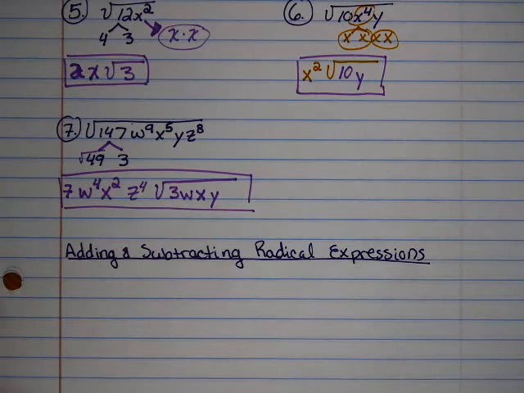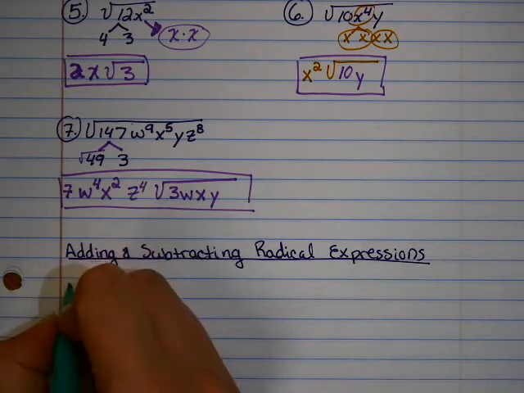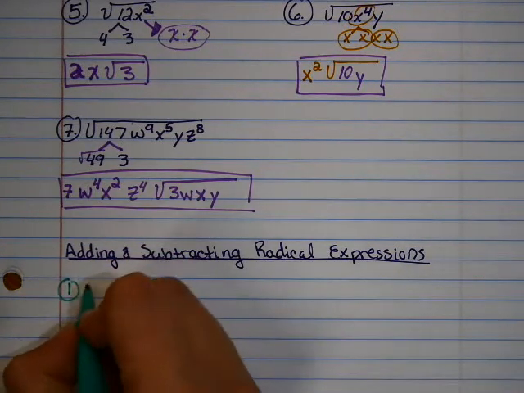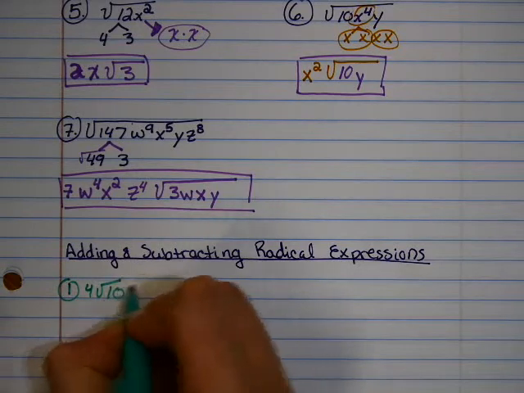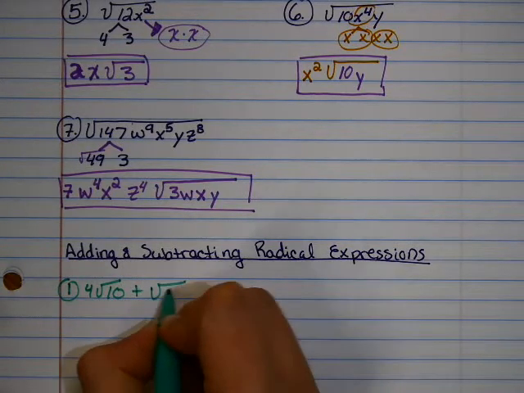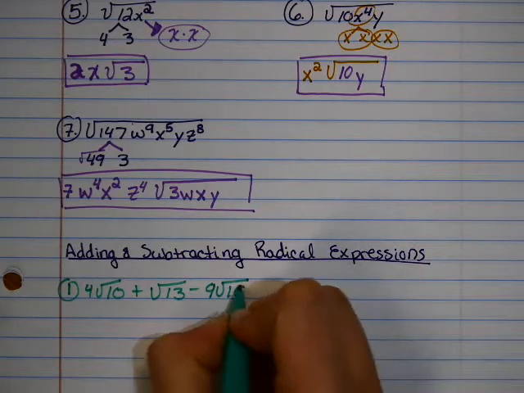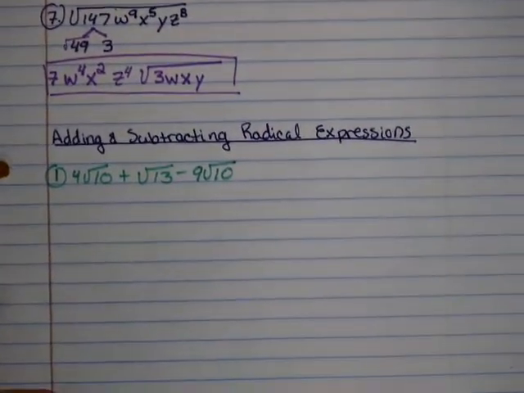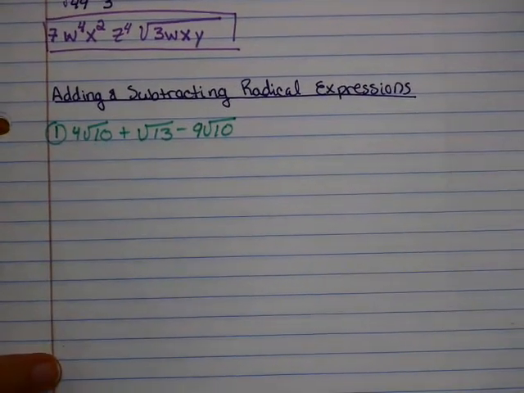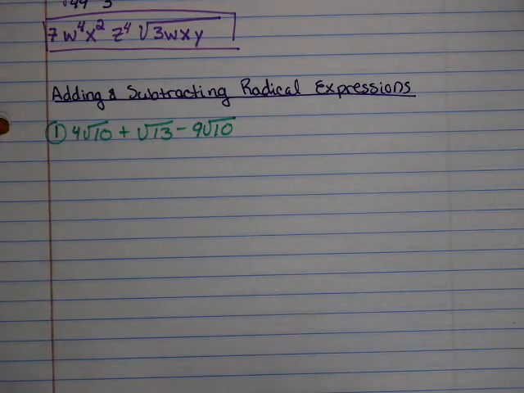Okay, so for this first example, I want you to write down 4 square roots of 10 plus the square root of 13 minus 9 square roots of 10. Okay, so really when we're adding and subtracting radical expressions, we need to figure out which radicals we can combine.